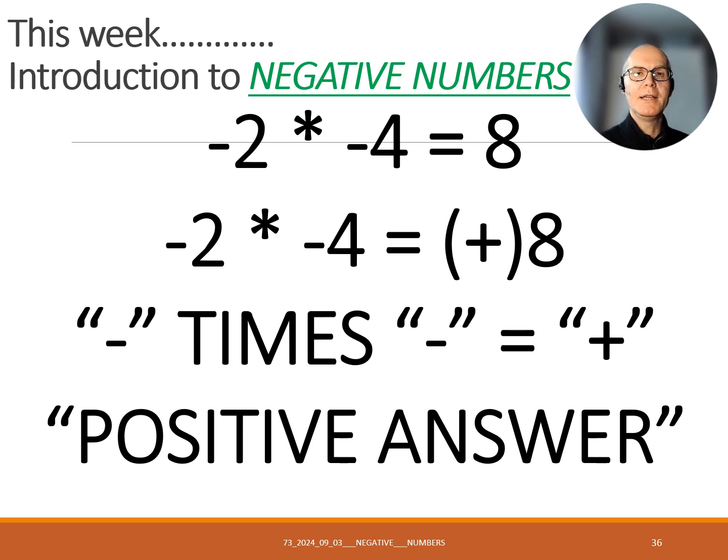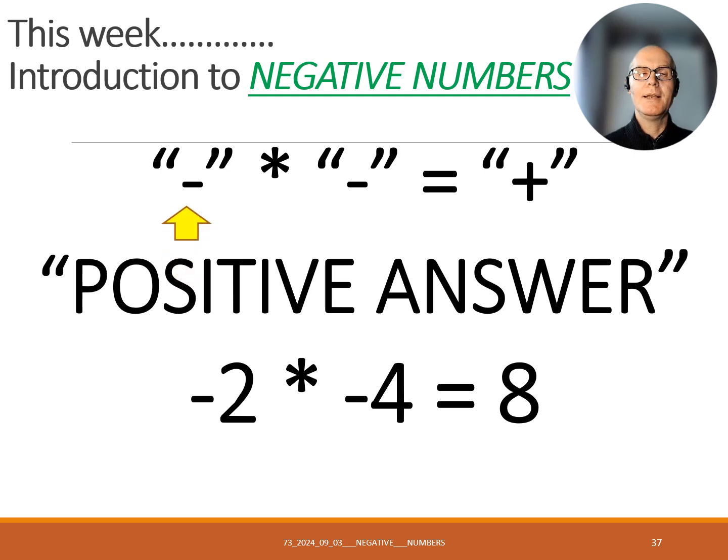Now we are going to multiply two negative numbers. Negative 2 times negative 4 equals positive 8. That's because negative times a negative equals a positive answer. Any negative number times any other negative number, the answer will be positive. In this case, negative 2 times negative 4 equals positive 8 or just 8.